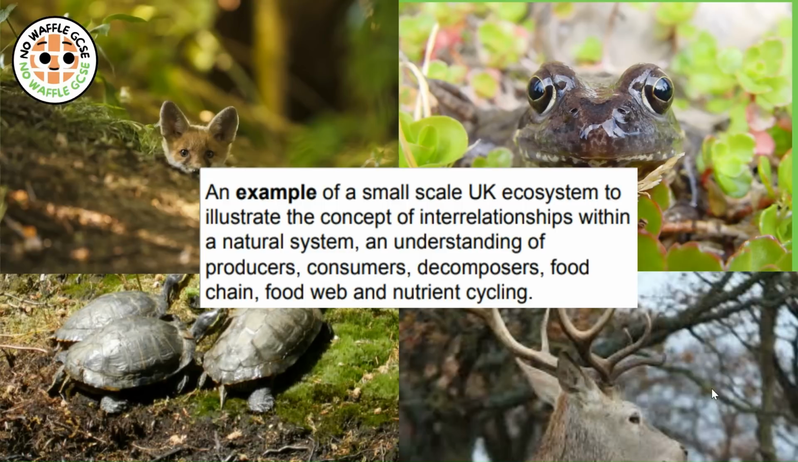Or before that, before the tropical rainforest, an example of a small scale UK ecosystem to illustrate the concepts of interrelationships between a natural system, an understanding of producers, consumers, decomposers, food chain, food web, and nutrient cycling. Now, I must admit that this example is probably the least asked about in the exam. That doesn't mean you shouldn't revise it, of course you should, but it's very vague about what you are supposed to know. So I try to give you as much information as possible so that you're aware.